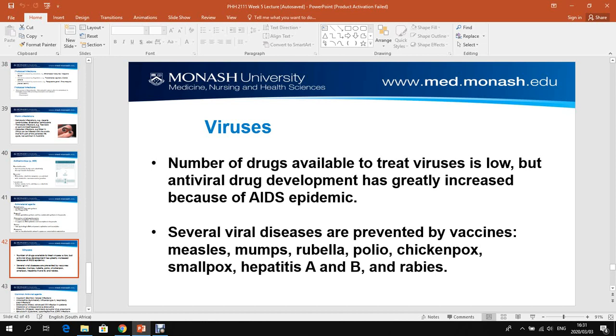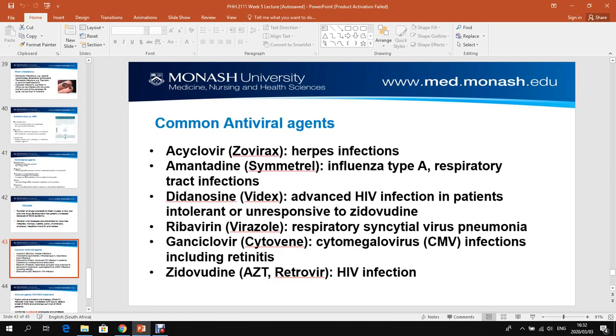As you know, these are most of the viruses which attack especially children. And by law, every child must be vaccinated against these viral infections by 5 years. By 5 years, every child must have been vaccinated against these very deleterious viruses. Okay, so what are common antiviral drugs?